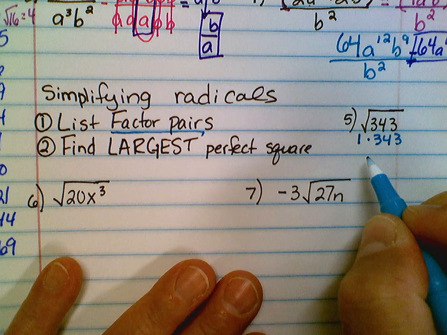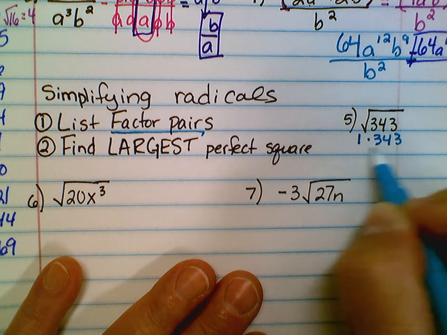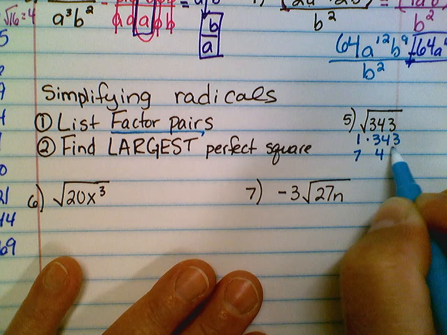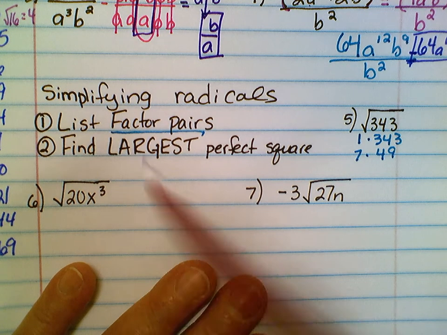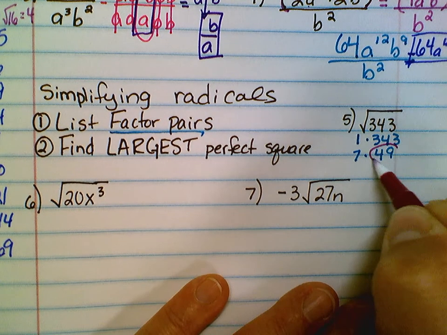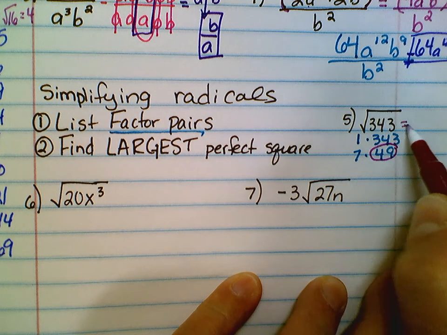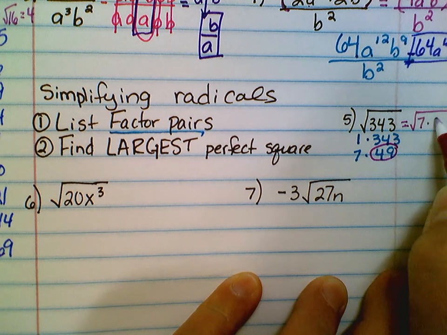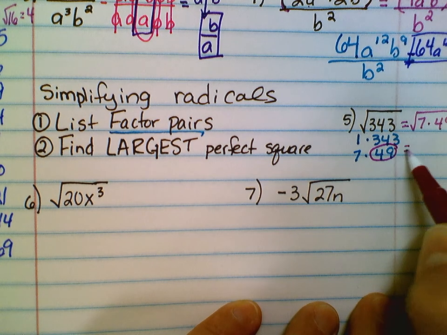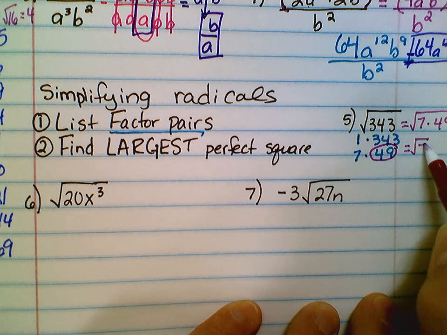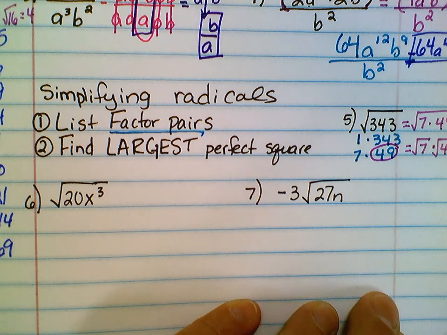So I know that the factor pairs of 343 are just 1 times 343 and then 7 times 49. My next step is that I'm looking for the largest perfect square, which I know happens to be 49. So this is how I use it. I can now rewrite this as the square root of 7 times 49. And when I can do that, I can rewrite this as 2 separate radicals, the square root of 7 times the square root of 49.